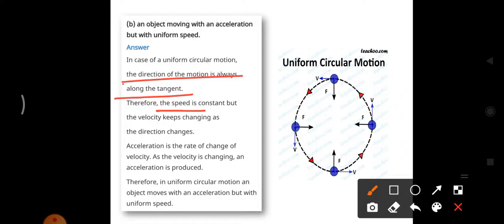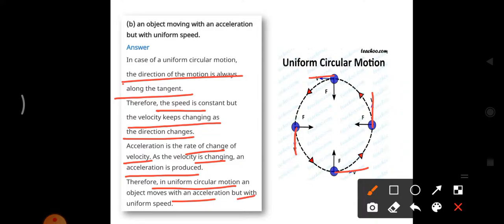Therefore the speed is constant but the velocity keeps changing, as the direction changes continuously. Acceleration is the rate of change of velocity. As the velocity changes, an acceleration is produced. Therefore, in uniform circular motion, an object moves with an acceleration but with uniform speed. So, when the object is moving in a circular motion, it has uniform speed but it is accelerated. So, this case is also possible: the object moving with acceleration but with uniform speed.